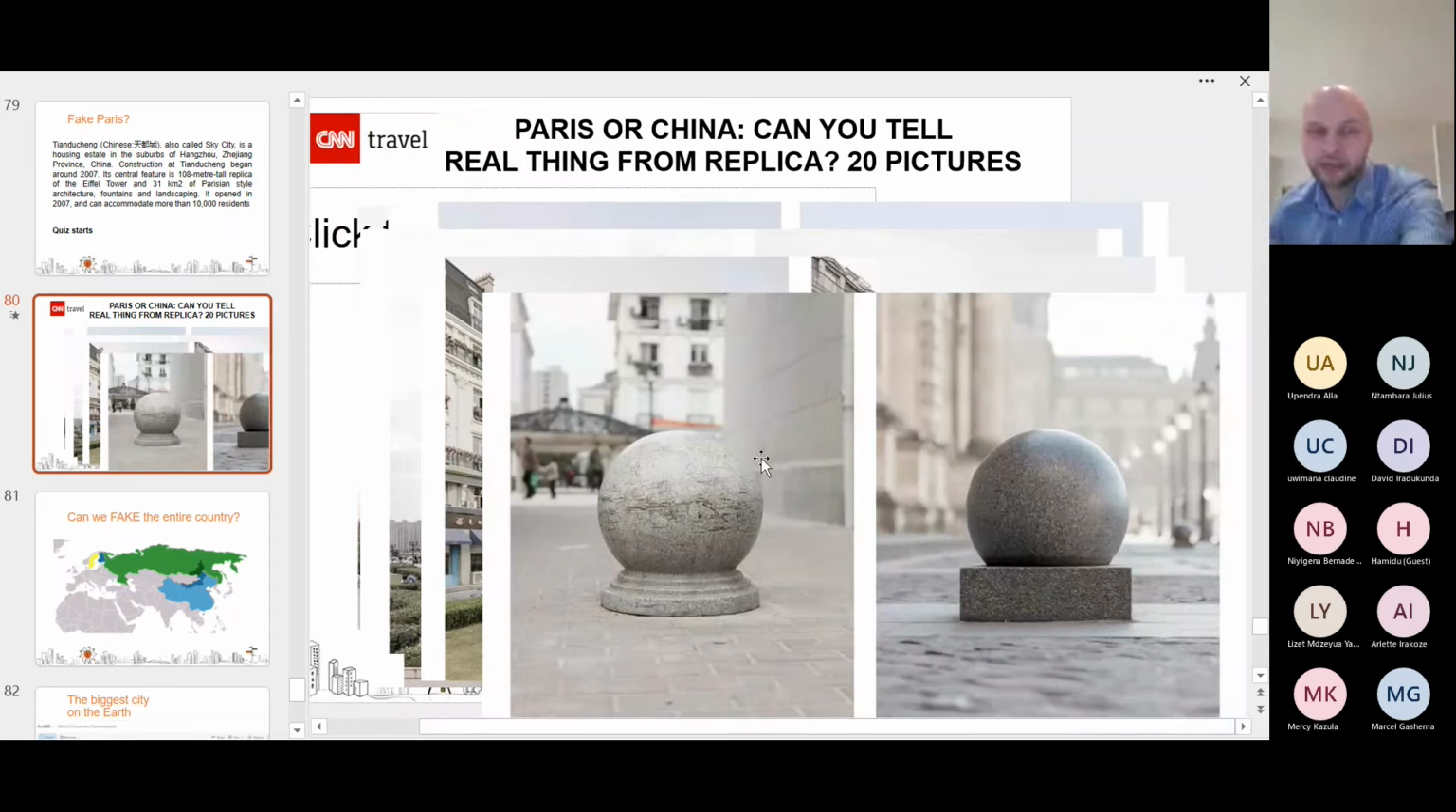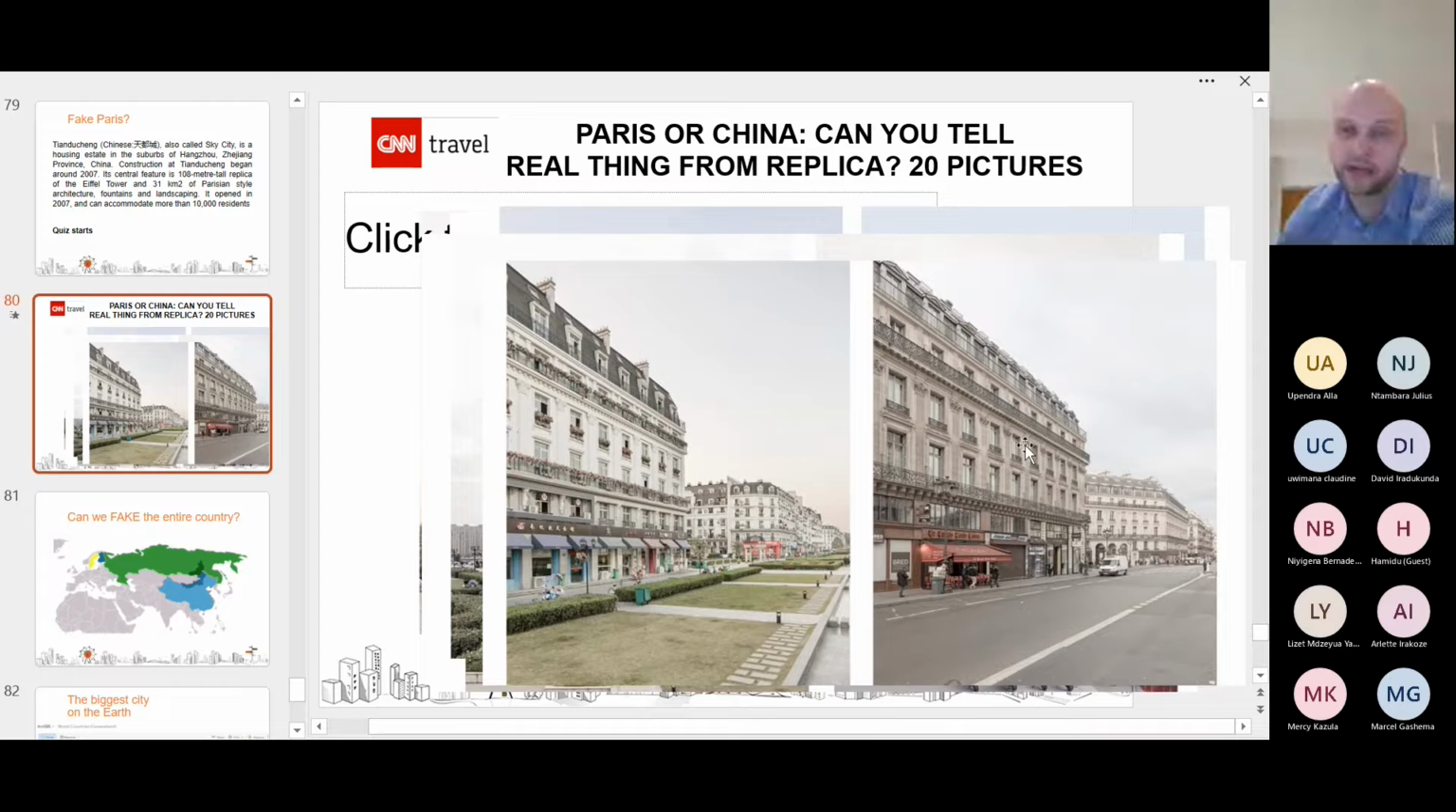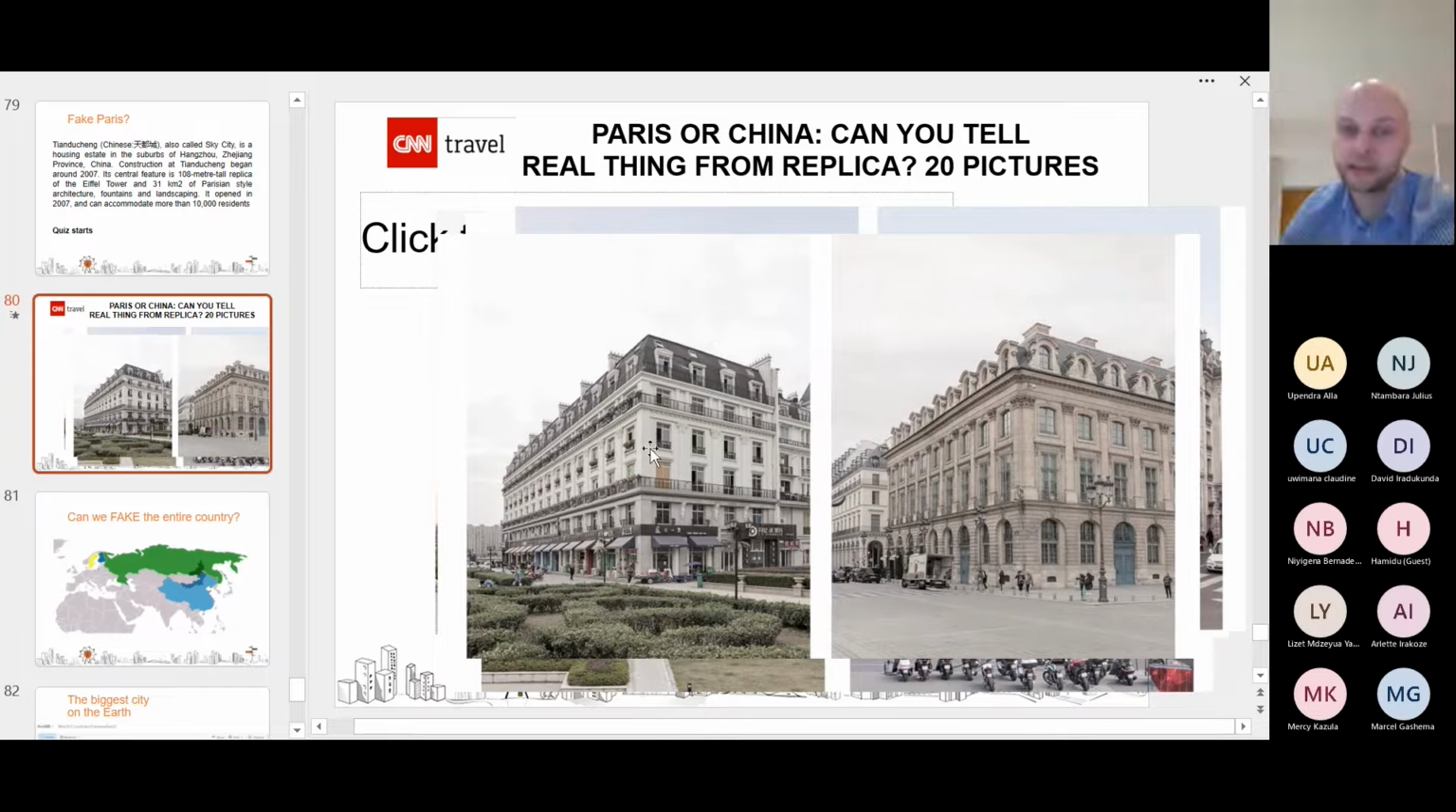Okay, so let me just show you these pictures that are left. And in all pictures, Paris is on the right side. So this picture represents Paris and was taken in Paris. The same here, Paris, Tiantou. As you see, it's very similar. Paris, Tiantou.